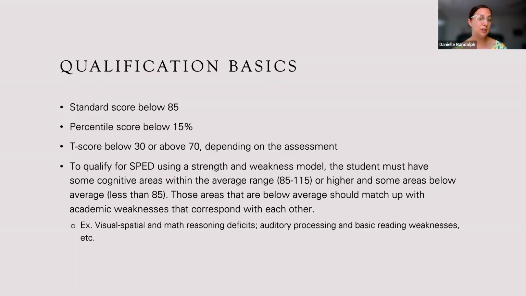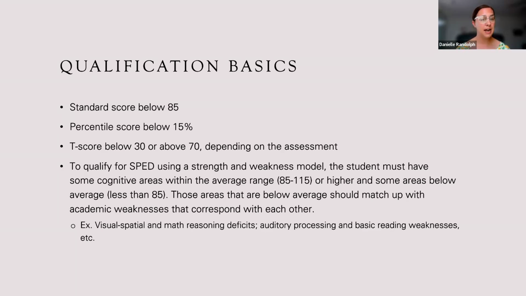85 to 115 is our bell curve, and that's what's considered the average range. So anything below 85 would be, again, problematic. It would show that there is something significant. Anything above 115 would be a really great strength and something that, again, they do really well with.